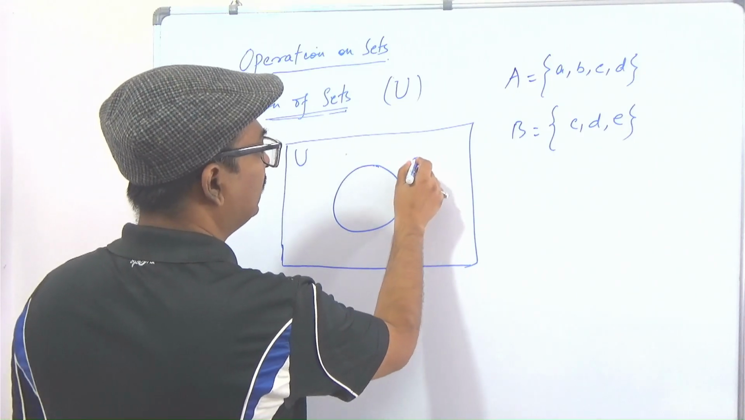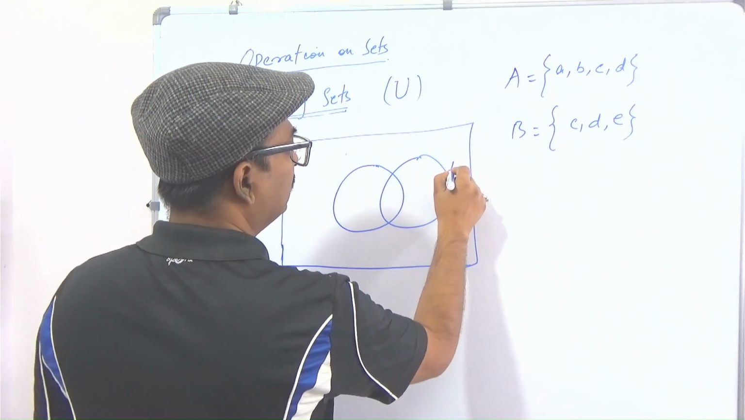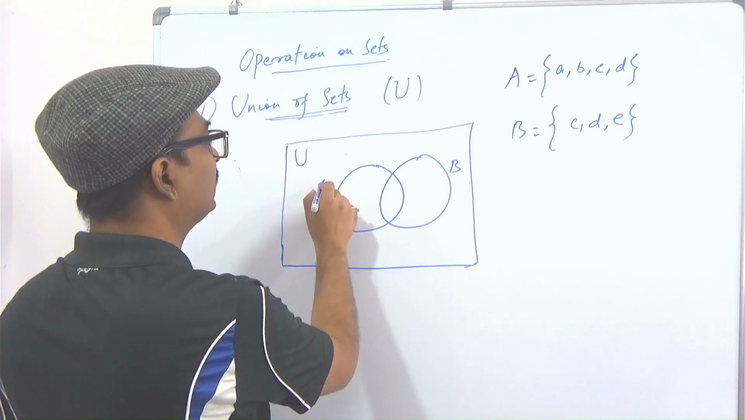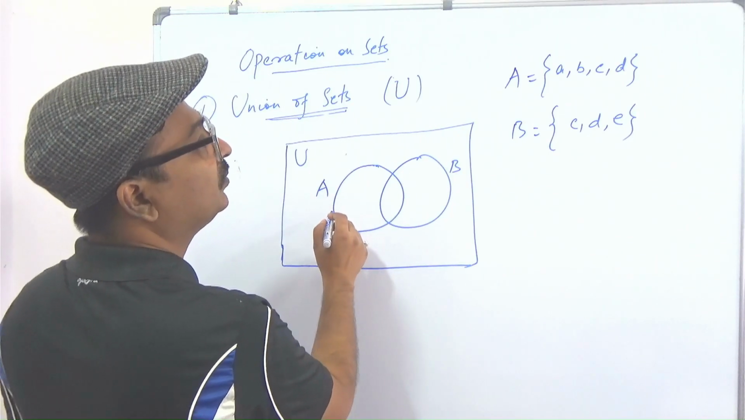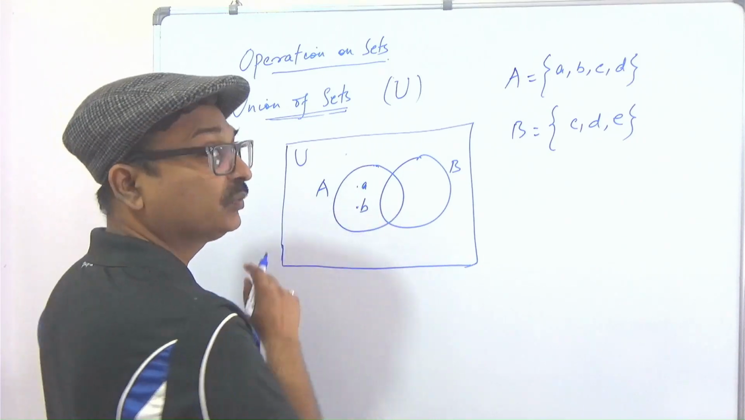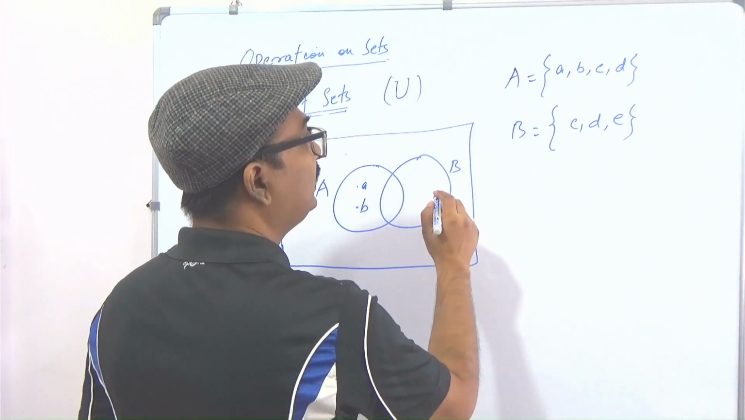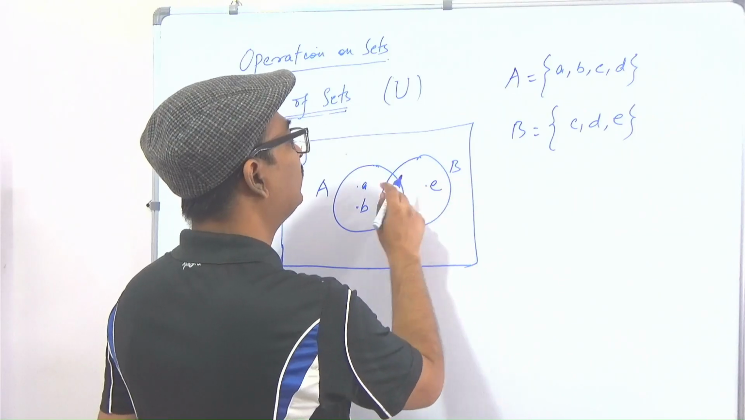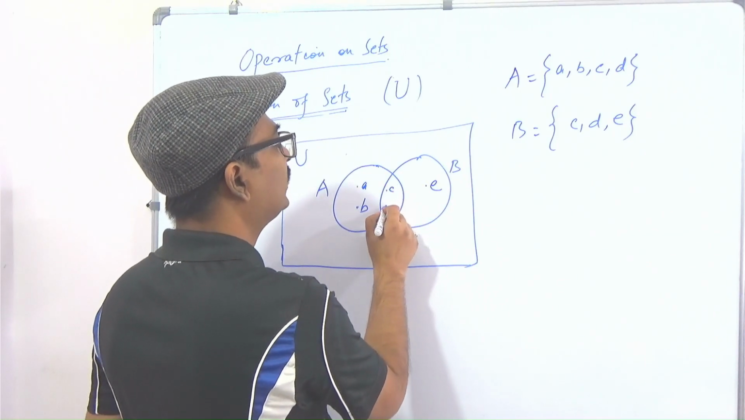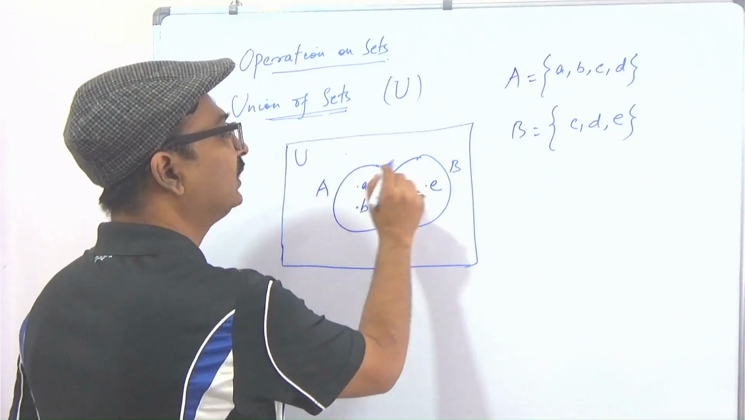We present it like this. That is, there are certain elements which are overlapping. So A is exclusive to A and E is exclusive to B. But C and D, these are overlapping. These are both in A and B.